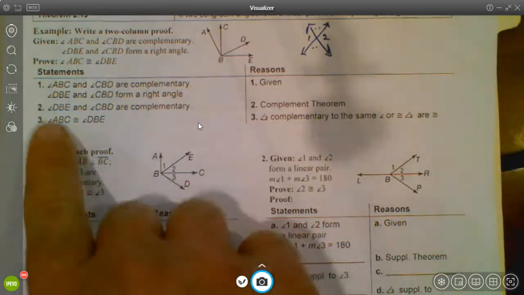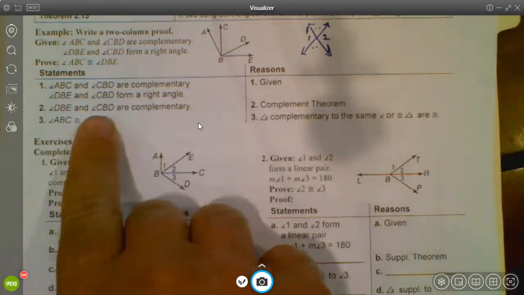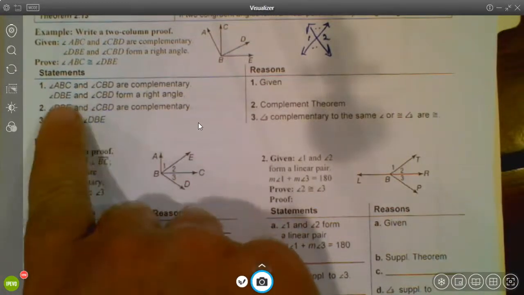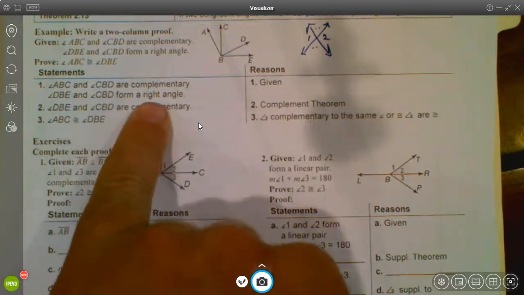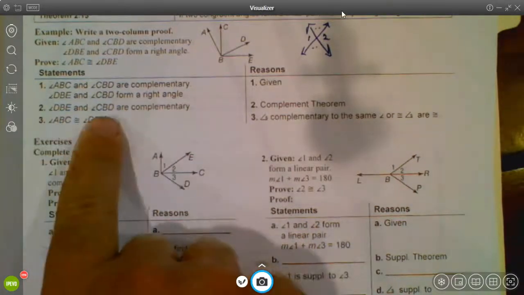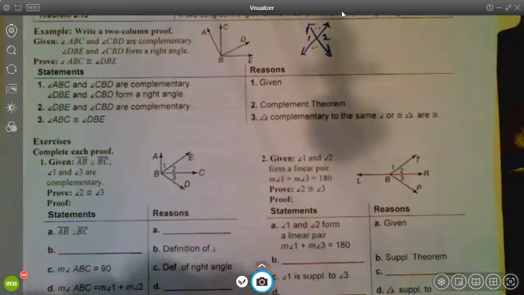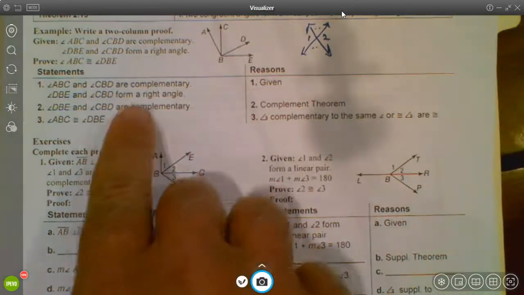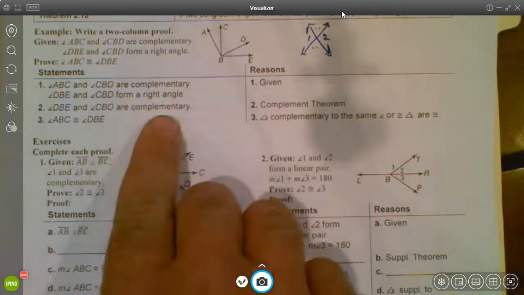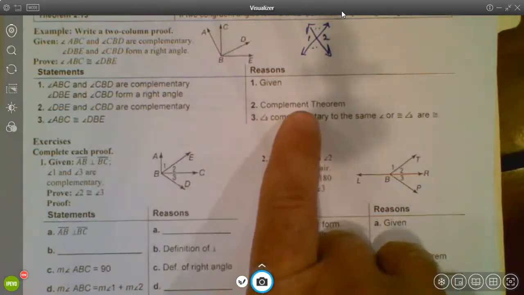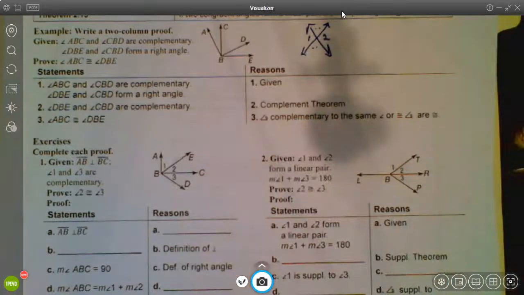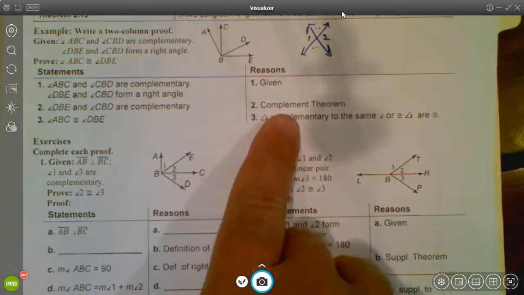So anyway, where did they come up with step 2 here? If you look at what they said right here, they said that DBE and CBD form a right angle, therefore they are complementary. This was on the other page that we did in the first half of the lesson. That says if you've got right angles, then they must add to 90 degrees. Therefore, they are complementary. And that was simply the complement theorem. That was similar to the one I wrote in as number 3 at the very end of the previous page. So that's our complement theorem.